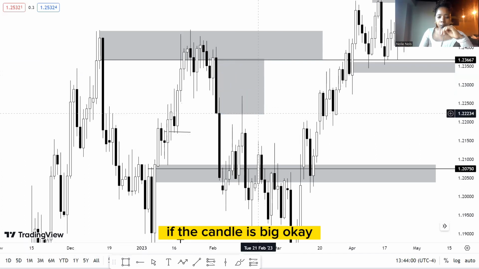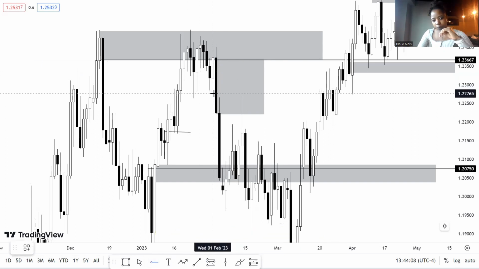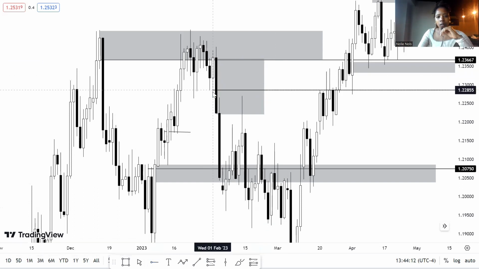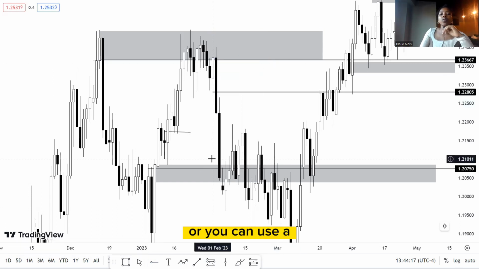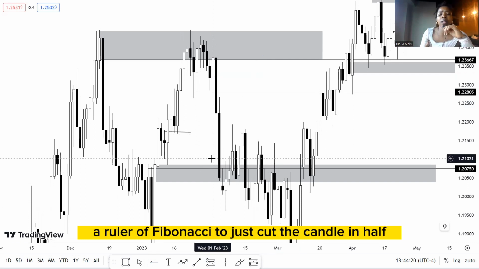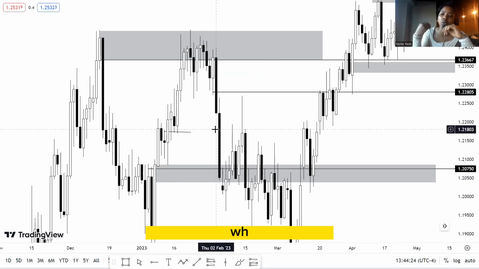That will be the retracement. If the candle is big, you just cut it in half like that. And you can use the box. That's the half, right there. You can use the box, or you can use a ruler or Fibonacci to just cut the candle in half. Okay, because that candle was too excited, which is an imbalance.